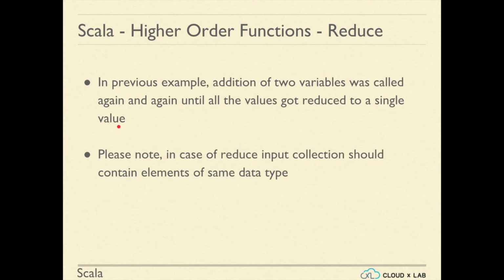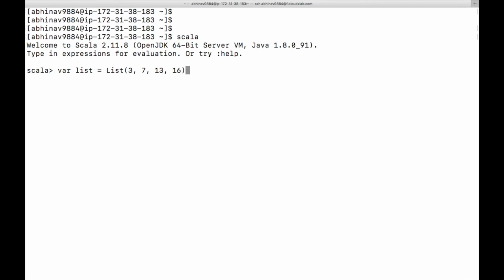Please note that in case of reduce, the data types of all the input elements as well as the output element should be same. Let's do a hands-on. We have a list of integers 3, 7, 13, and 16. Let's define a reduce function to add the elements. Type list.reduce((x, y) => x + y). As we can see, the result is 39.